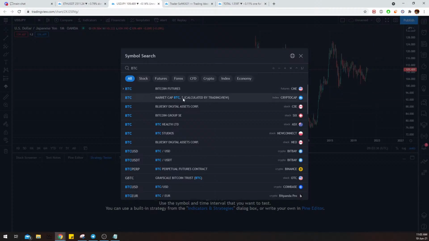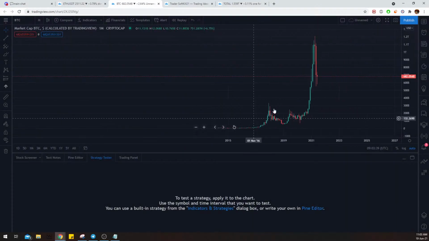Once again, if we go back to BTC, if you are going to look at the entire BTC, but not Bitcoin futures, but for example, the crypto cap, you can see we have a strong bullish market.